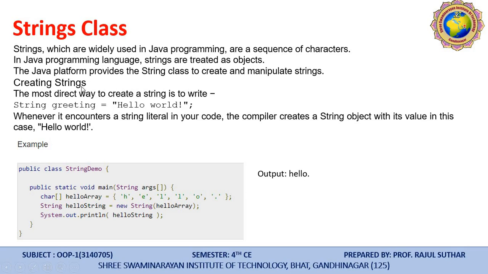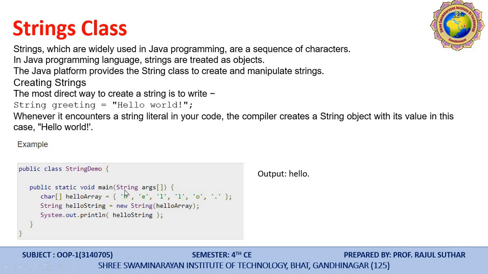Let's create a string. The most direct way to create a string is to write String greeting = "Hello world". Whenever the compiler encounters a string literal in your code, it creates a string object with its value, in this case "Hello world". So this is the example: we declare a public class named StringDemo.